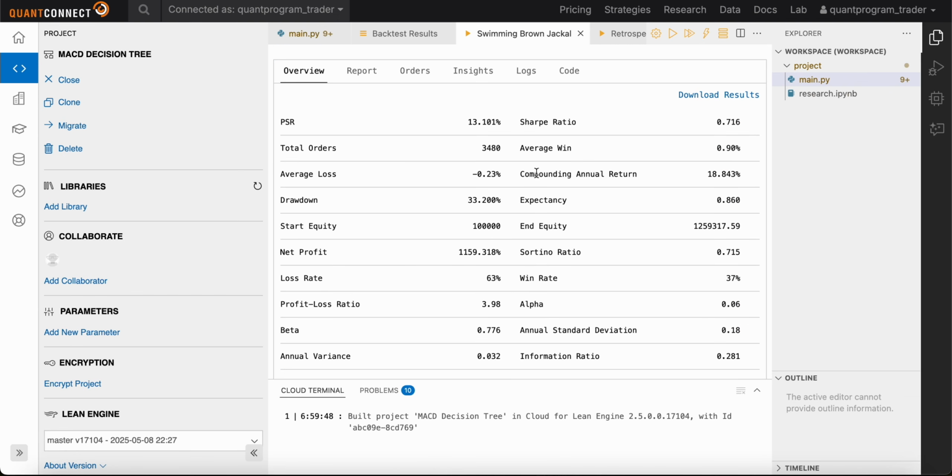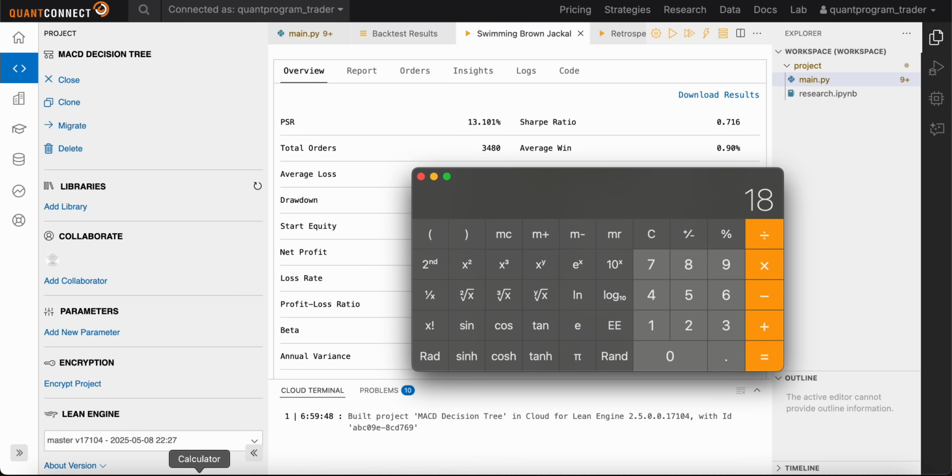So the result is a compounding annual return of 18%, 18.843, and a drawdown of 33%. So that is a CAGR to drawdown, 18.8 divided by, what's that?